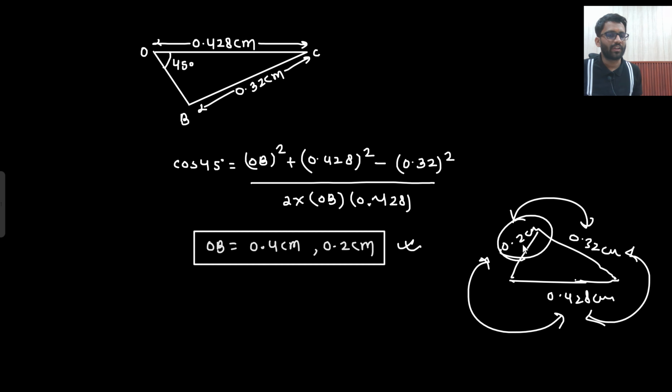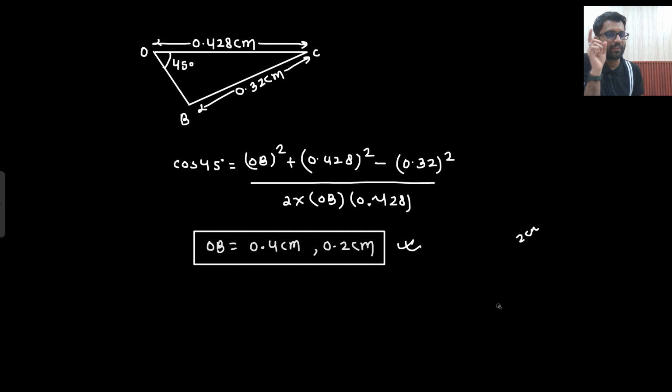Same goes for 0.4 as well. You replace this with 0.4 and you check both of the properties. So again the triangle is possible. So certainly both of the triangles are possible, so there are two possible values of OB.